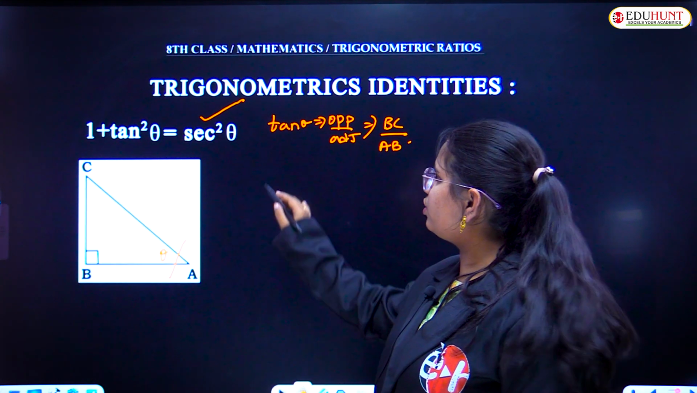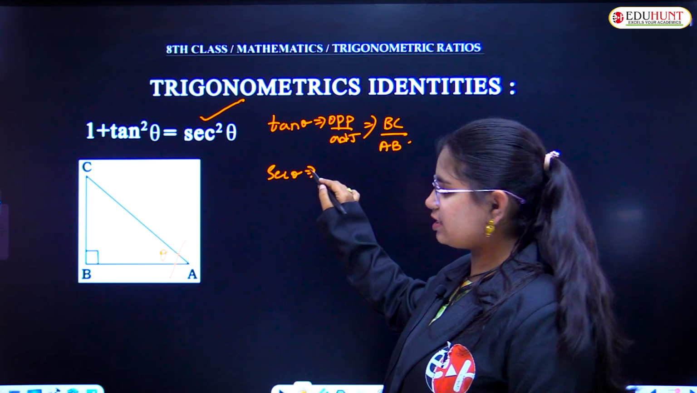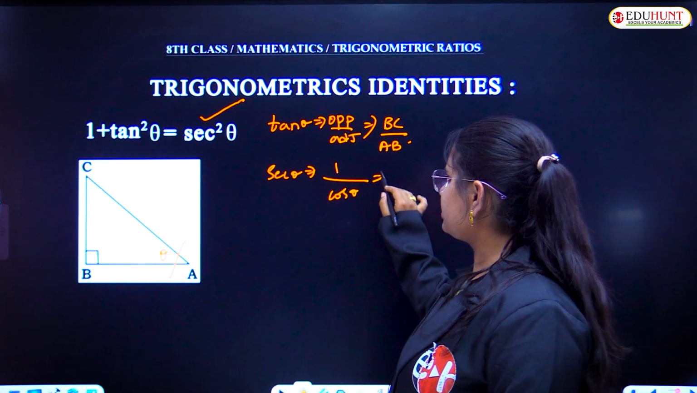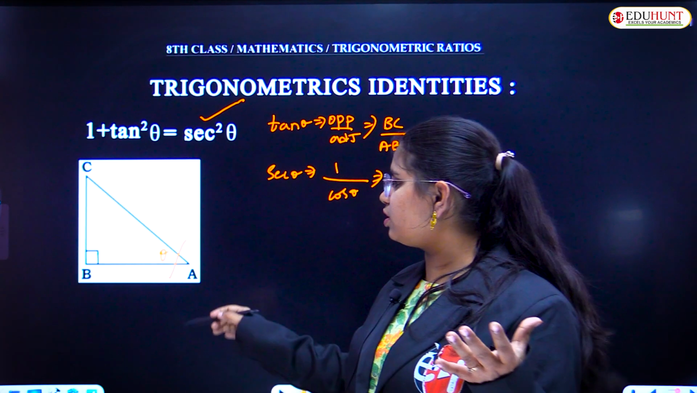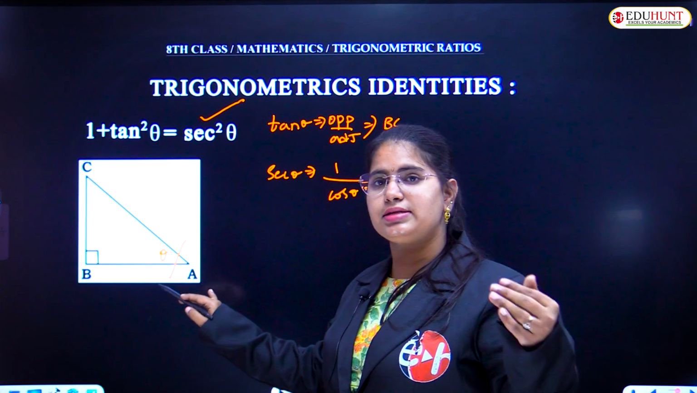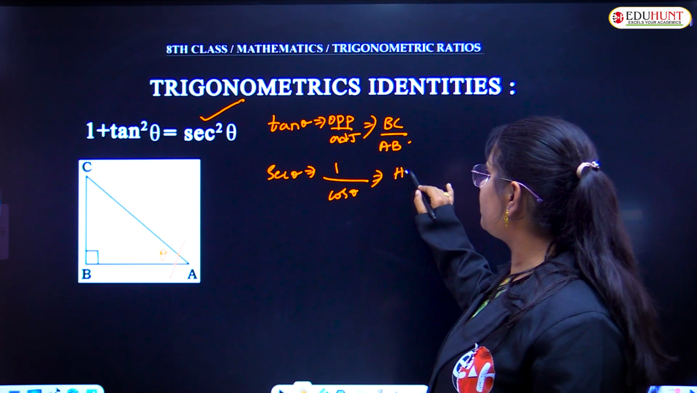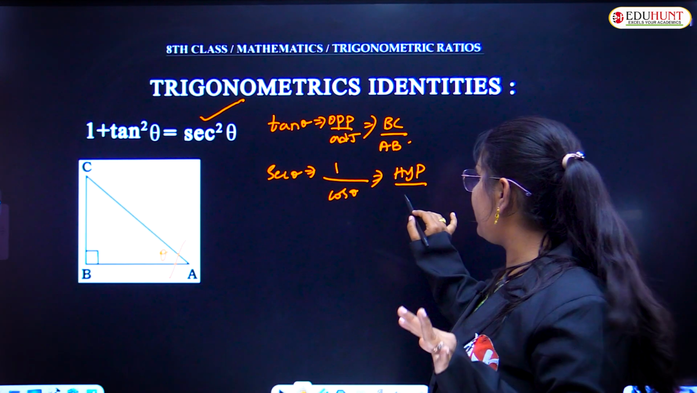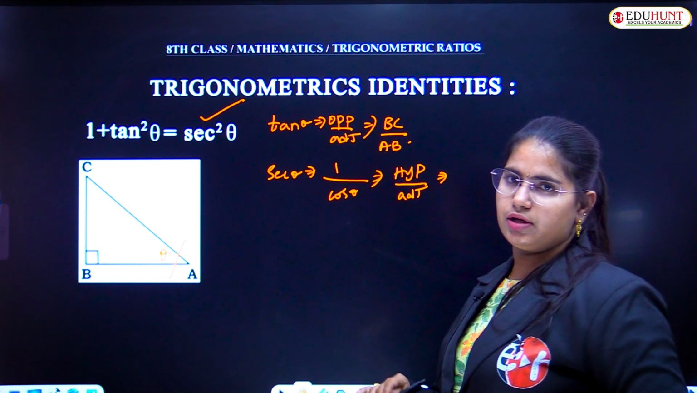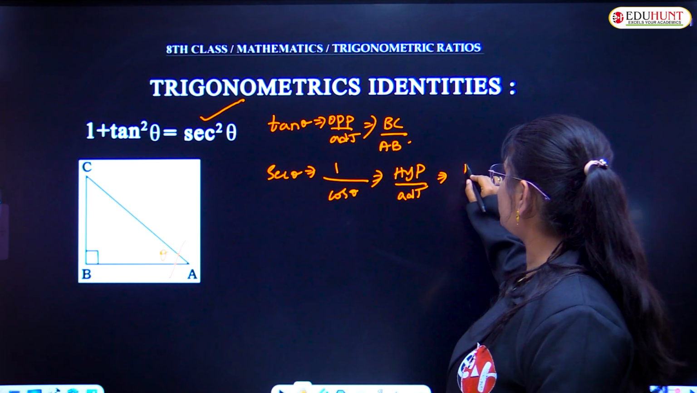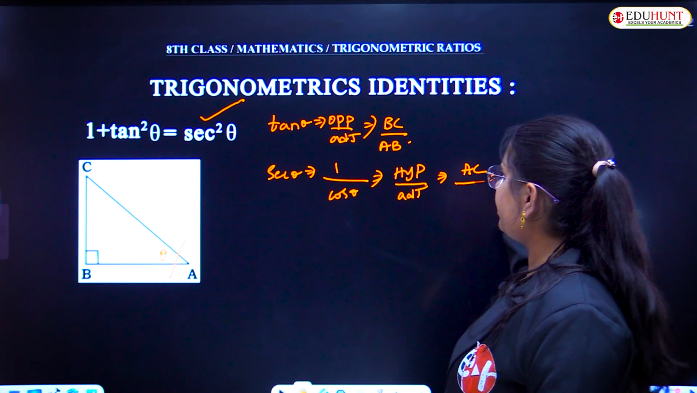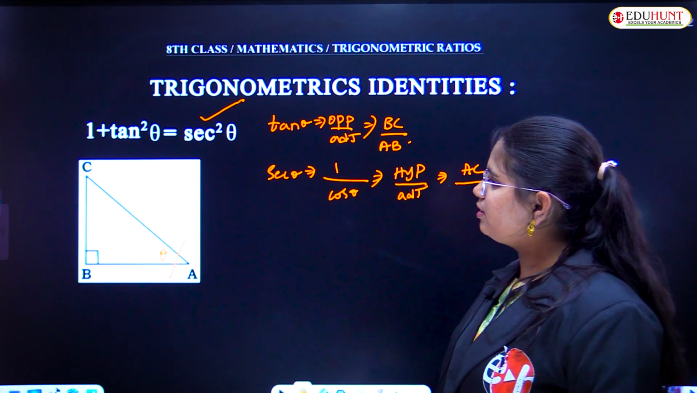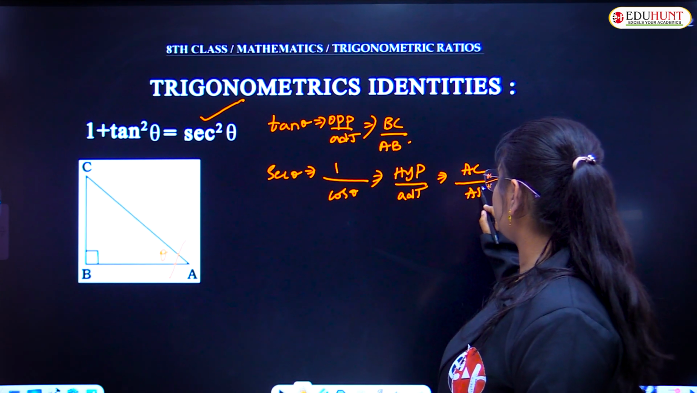Correct? And how do you define secant theta? Just now I told you, it is the reciprocal of cos theta. How do you define cos theta? Cos theta is adjacent upon hypotenuse. So secant, being the reciprocal of the cos function, becomes hypotenuse upon adjacent. What is the hypotenuse side? It is as usual AC. And what is the adjacent side? It will be AB. Correct?